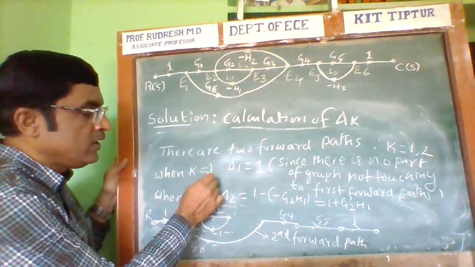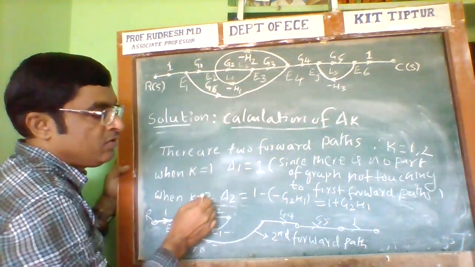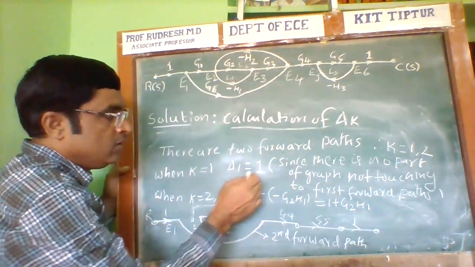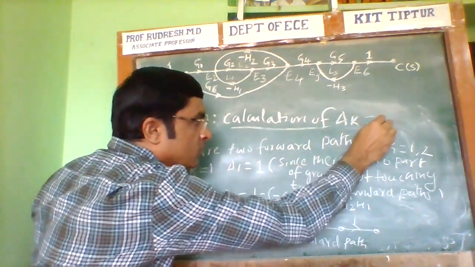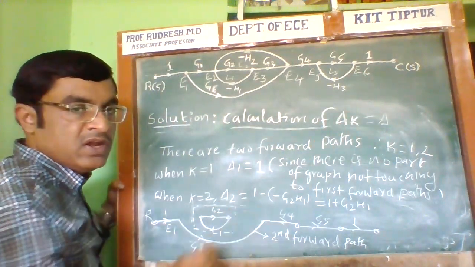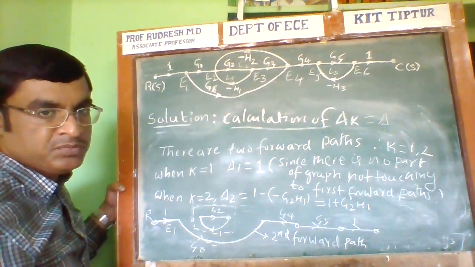Here k is equal to 1. Then delta k. Therefore, delta 1 is equal to 1. Here, what is delta k? Delta k is also a delta. It's the part of the graph which is not touching the first forward path, and likewise the second forward path.